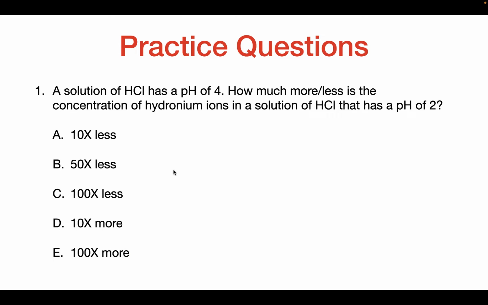The next question is, a solution of hydrochloric acid has a pH of 4. How much more or less is the concentration of hydronium ions in a solution of hydrochloric acid that has a pH of 2? Pause the video and try to answer this yourself. Remember that pH is a logarithmic scale, and when you go up from a pH of 1 to 2, this means that the concentration of hydronium ions has decreased by 10 times. So if you go from a pH of 4 to pH of 2, 4 minus 2 is 2, and since the pH decreased, this means that the solution has 100 times more hydronium ions than the original.